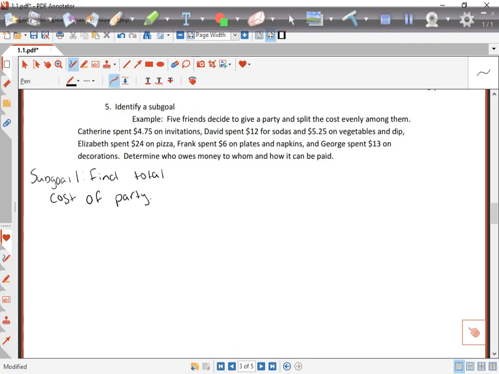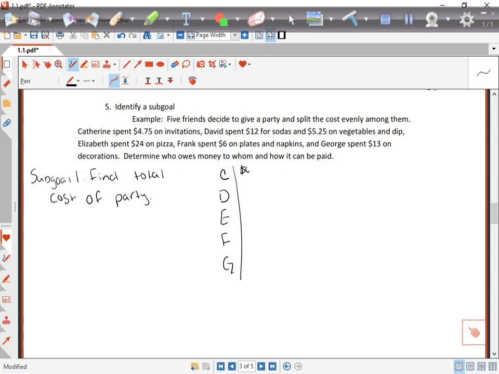Okay, so you don't have to write these sub-goals out, but I'm writing them just so that we could see them. To keep it short, I'm going to call them Catherine is C, David is D, and so on, Elizabeth, Frank, and George. I'm going to go through and make a chart, make a table. Told you I like to make tables.